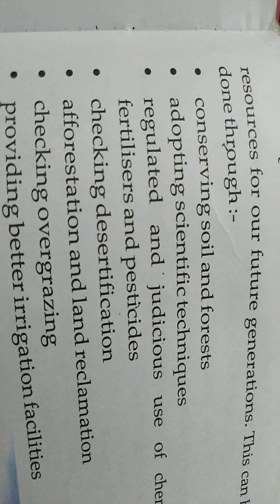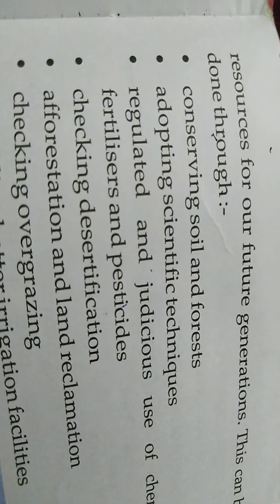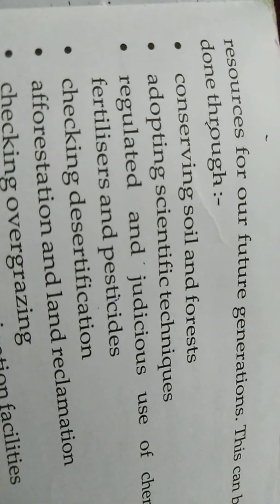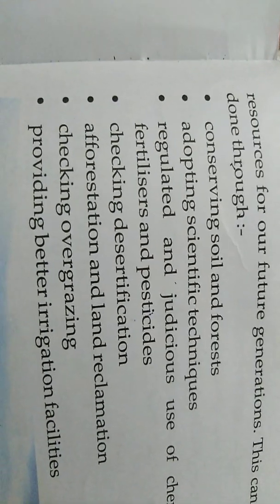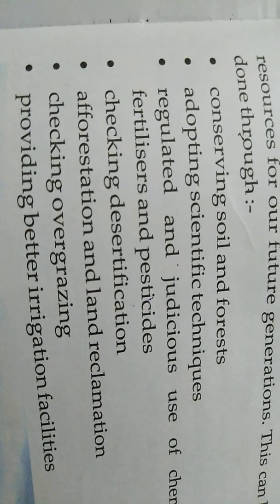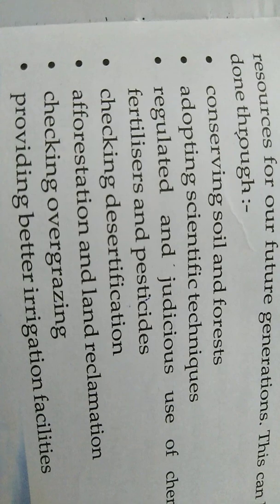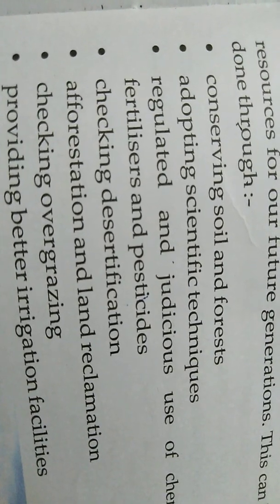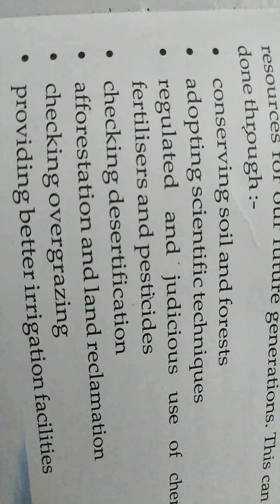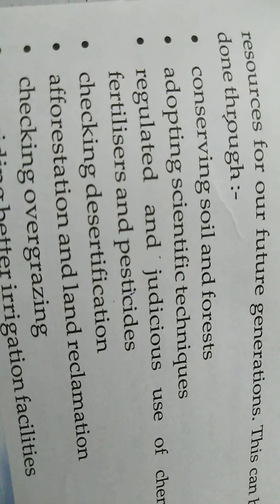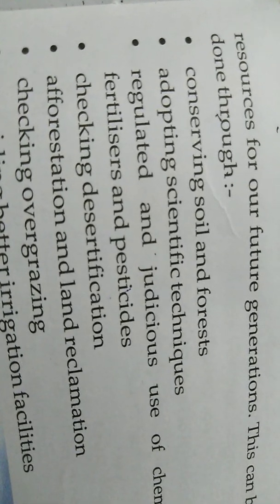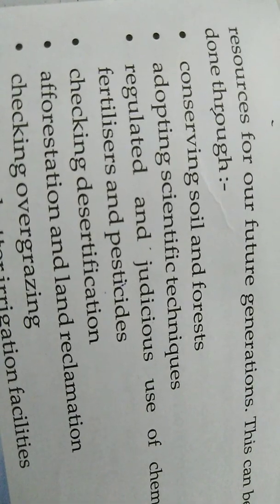Then the checking of desertification. It is about what the condition of the area is, and checking that is very important. Is it a desert area or is it a land reproductive area, that we need to check. Afforestation and land reclamation, checking overgrazing, then providing better irrigation facilities. These are the points through which we can conserve our land resources for the future generation, which is your first short question answer. Okay, similarly, you need to do another piece of work related to your terms.